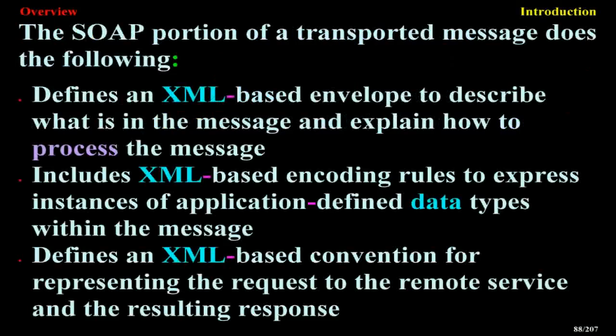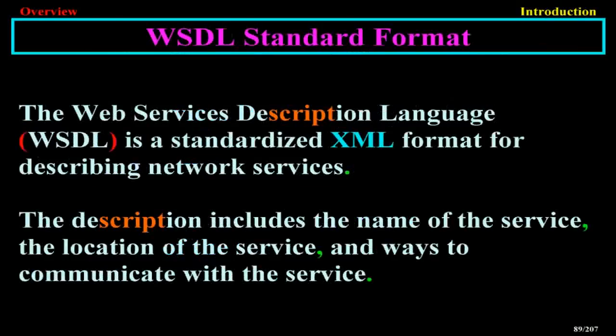The SOAP portion of a transported message does the following: defines an XML-based envelope to describe what is in the message and explain how to process the message, includes XML-based encoding rules to express instances of application-defined data types within the message, and defines an XML-based convention for representing the requests to the remote service and the resulting response.